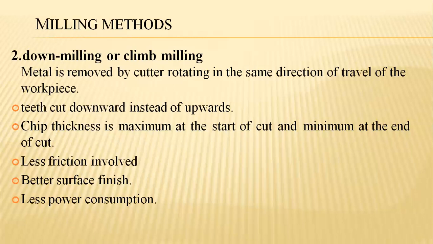Why is it happening? Later on, towards the end conditions, the depth of the chip gets decreased. Why? Because there will be less frictional force involved here. But another advantage of this down milling process is that better surface finishing is achieved and less power consumption during the working process is considered in the case of this milling machinery, sorry, downstream milling machinery.